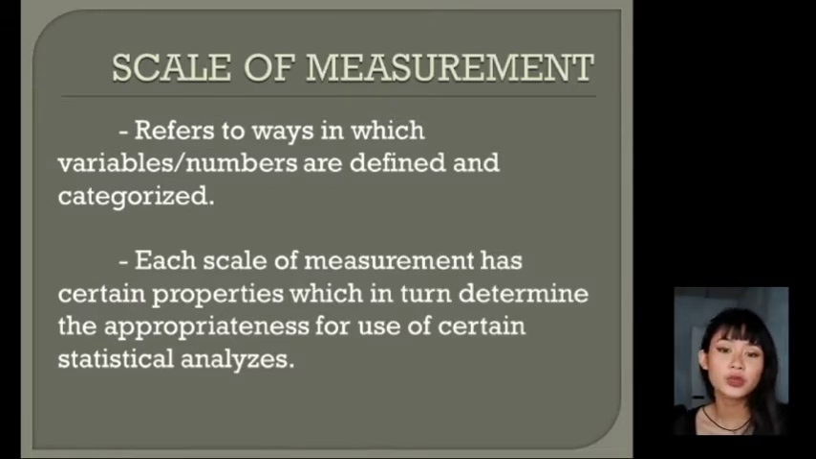Measurement scales relate to the way the variables or the numbers are defined and categorized. So each measurement scale has certain properties that in turn determine its suitability for using certain statistical analysis. Nominal, ordinal, interval, and ratio are the four common measurement scales developed by Stanley Stevens to define and categorize variables.